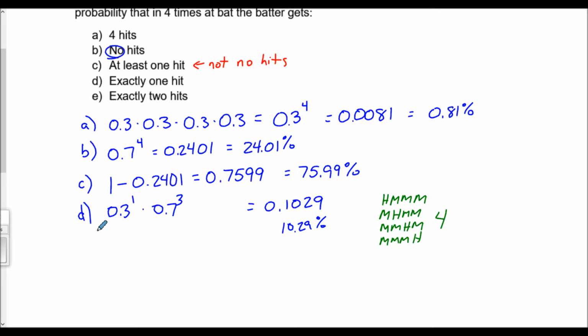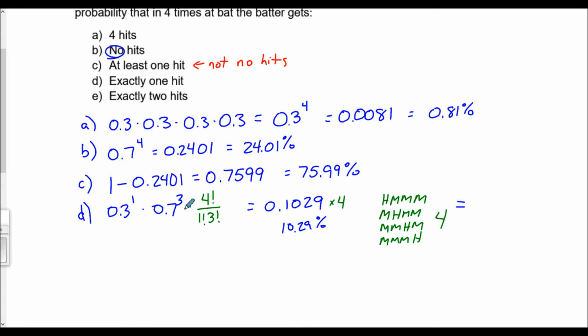And it's a good thing that we've actually done this exact same situation before. It's dealing with our combinations, or combinatorics, sorry. It's our permutation. More specifically, it's a permutation with repeating objects. We have a total of 4 times at bat. 1 time is going to be a hit, 3 times are going to be a miss, which means we're going to take this 0.1029 and multiply it by 4 to give us what the total percentage would be.